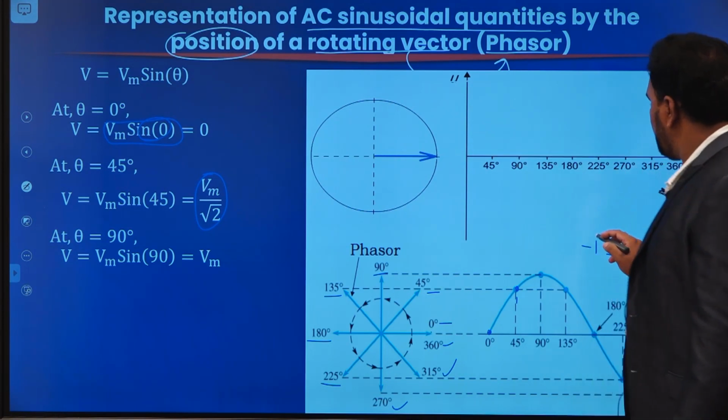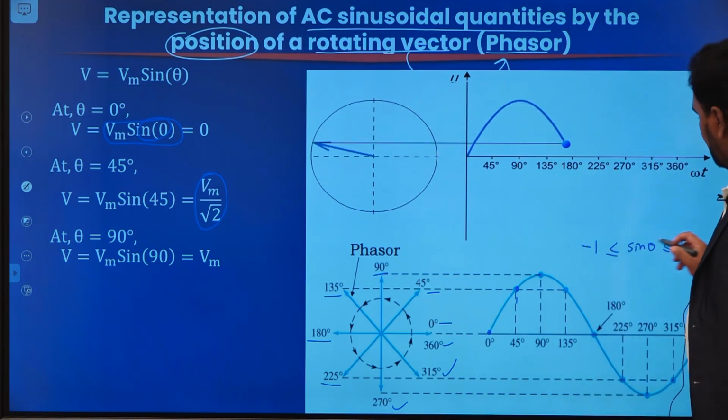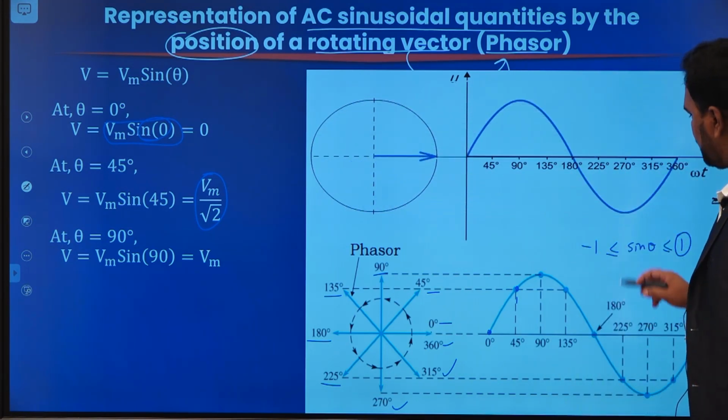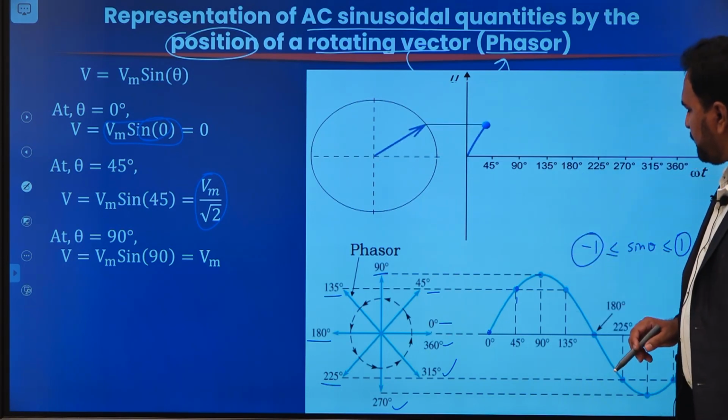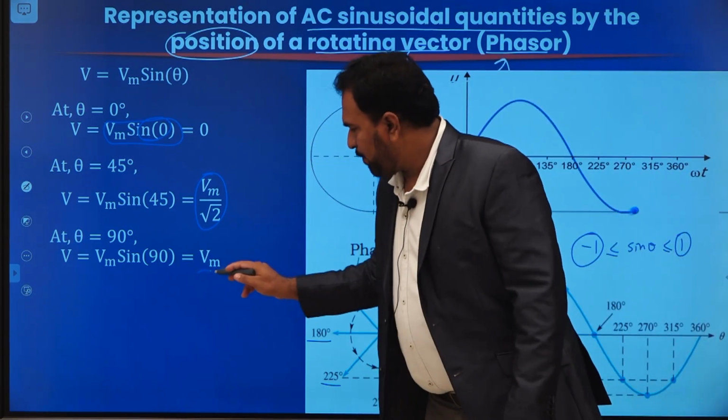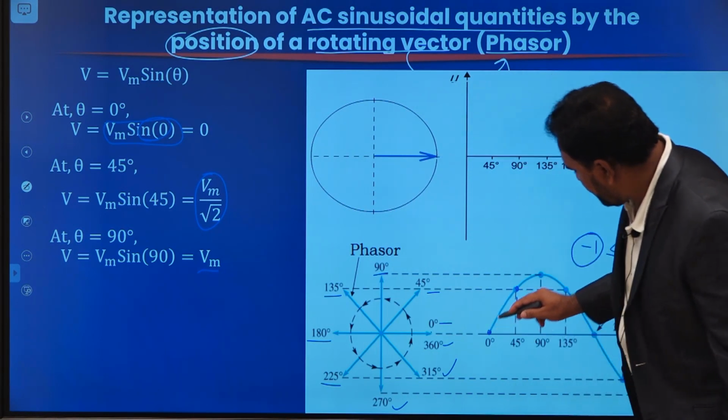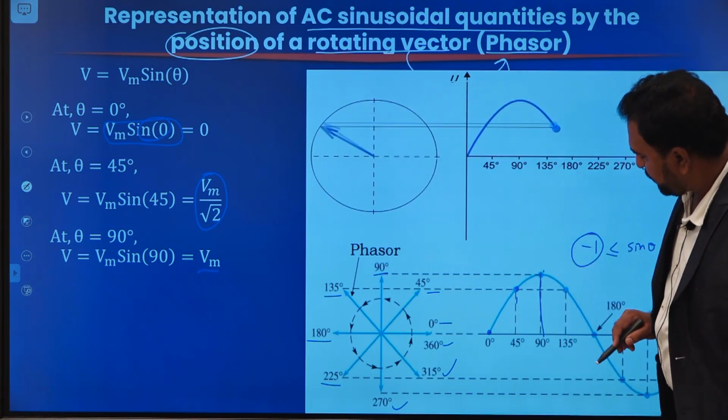Sin theta value always lies between -1 and +1. So the maximum positive value is +1, and the maximum negative value is -1. So at 90 degrees, we have +Vm. So the magnitude becomes maximum at 90 degrees.